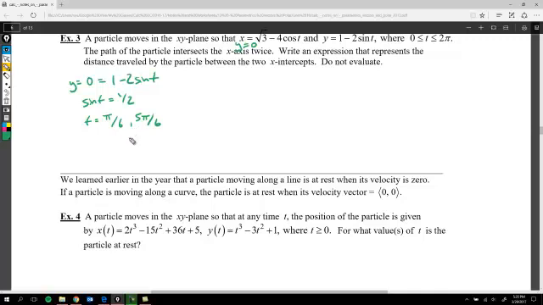All right, they want me to write an expression of the distance traveled. Okay, that's arc length, and for arc length you need to find your derivatives. So I need to write out my velocity vector, or simply find the derivative of x and y. The derivative of x is going to be positive 4 sine, and the derivative of y is going to be negative 2 cosine of t.